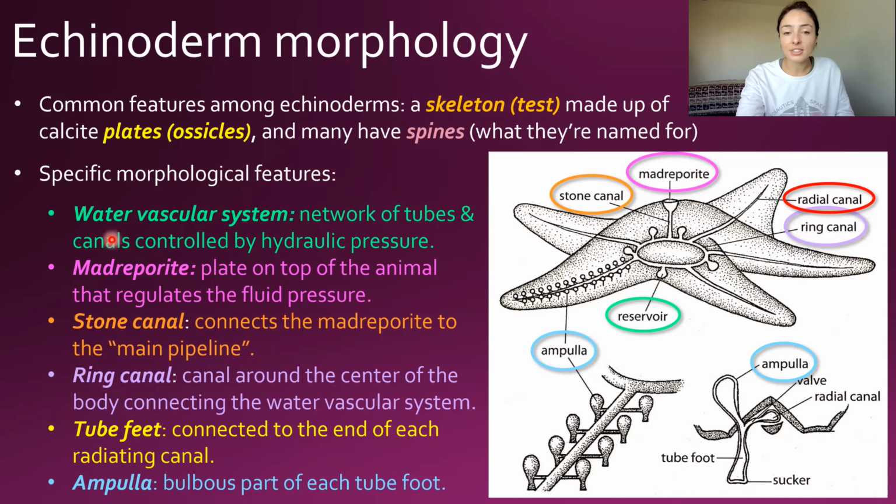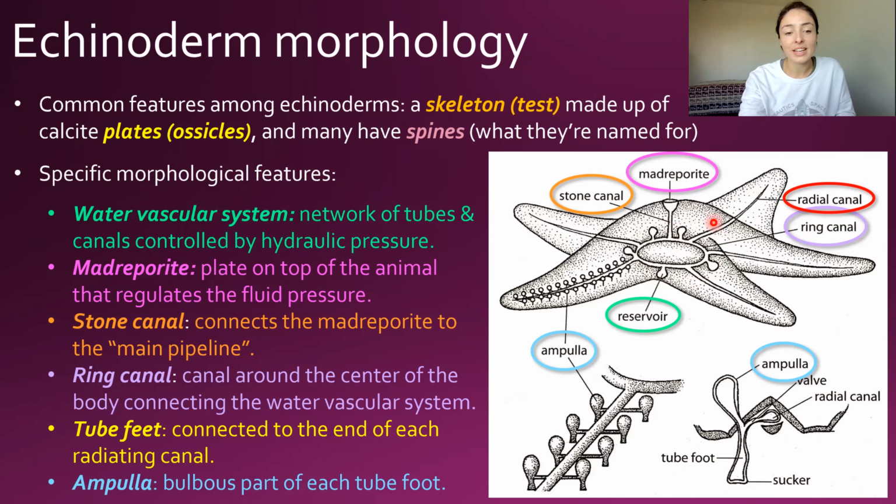have a water vascular system, which is a network of tubes and canals controlled by hydraulic pressure. And so we can see this in this picture to the right with this starfish with all these tubes in it. That's because it has this water vascular system. And they have a madreporite, which is a plate on top of the animal that regulates the fluid pressure. And they also have a stone canal that connects this madreporite to the main pipeline of the animal.